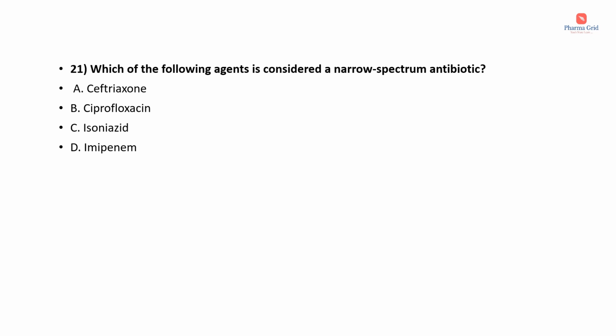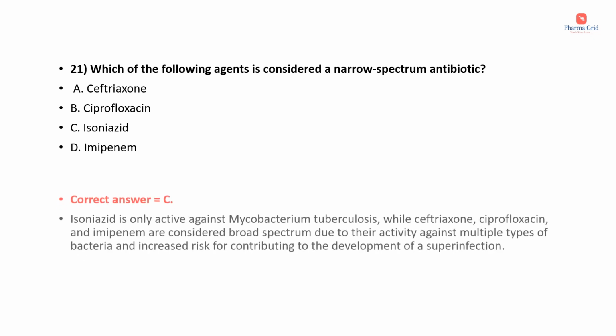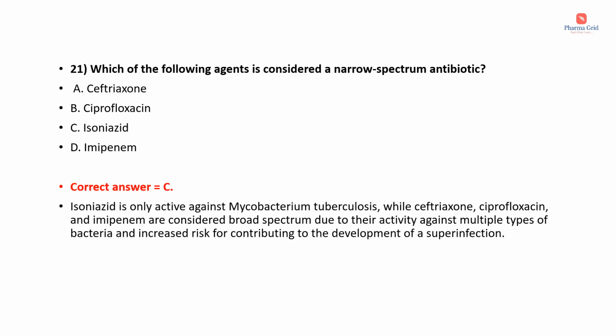Which of the following agents is considered a narrow spectrum antibiotic? The options are ceftriaxone, ciprofloxacin, isoniazid, imipenem. So here the correct answer is option C, that is isoniazid, because in the question they have asked us to find out the narrow spectrum antibiotic. Remaining all others are broad spectrum antibiotics.